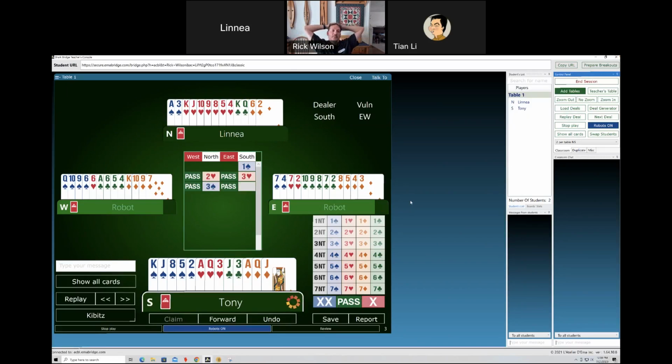I will say that in 2/1, once a major suit has been agreed on, there's no changing it.